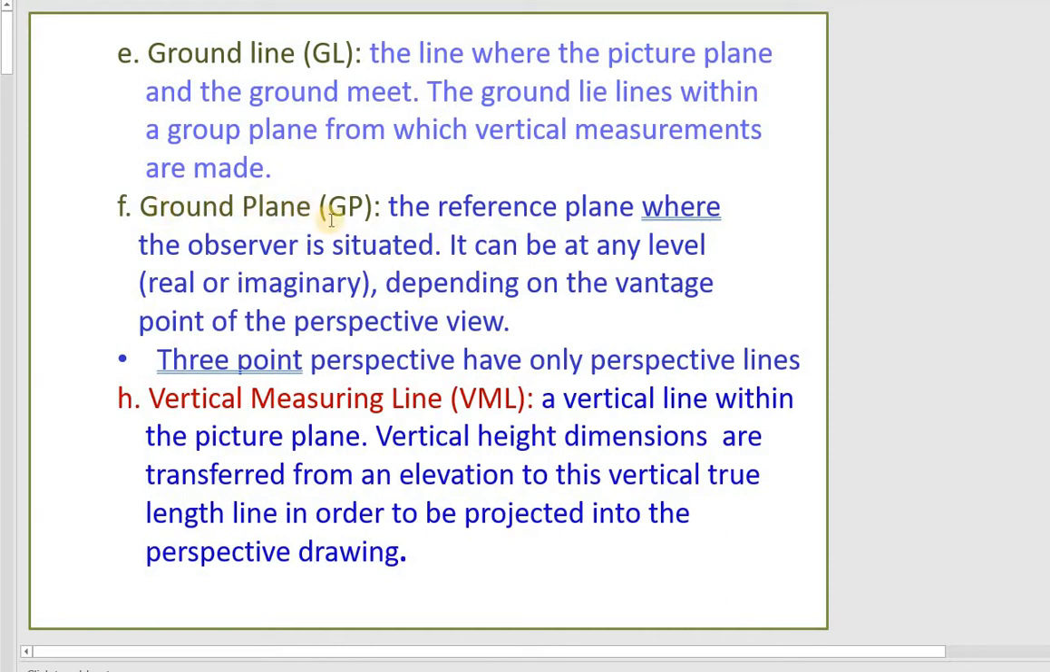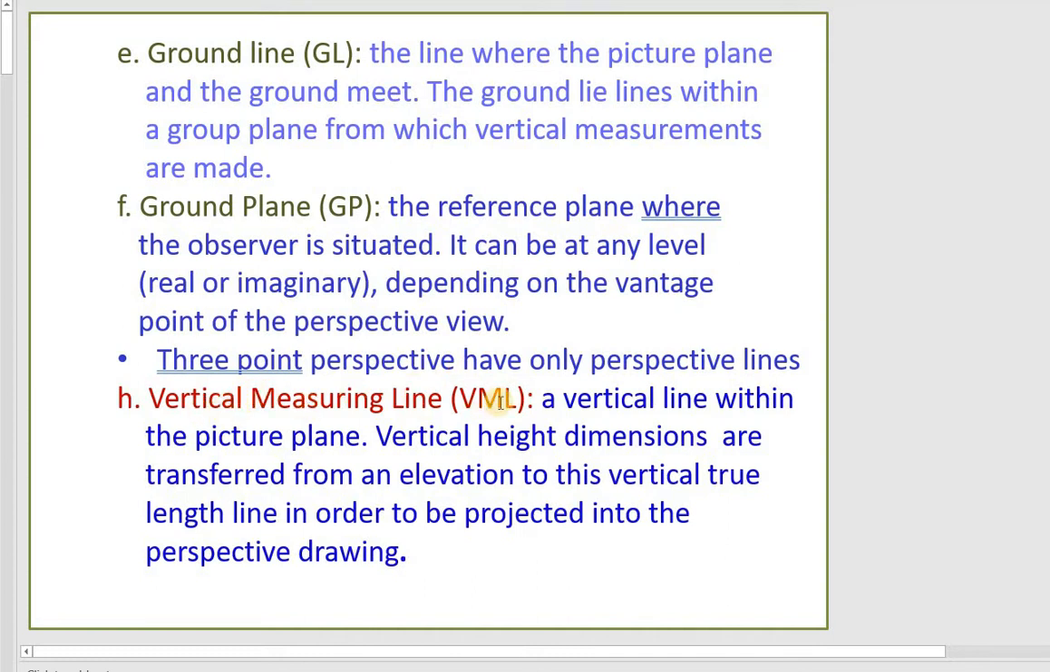Ground plane is the reference plane where the observer is situated. It can be at any level. You can select any level depending on the vantage point of the perspective view. If you have 3-point perspective, with only perspective lines, then you call that the ground line.